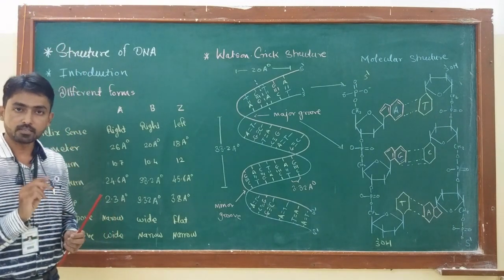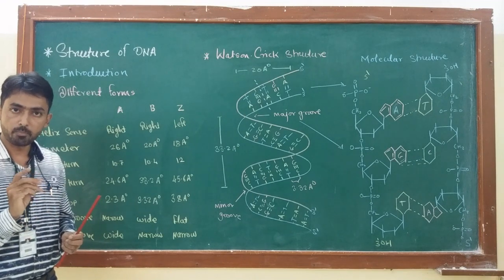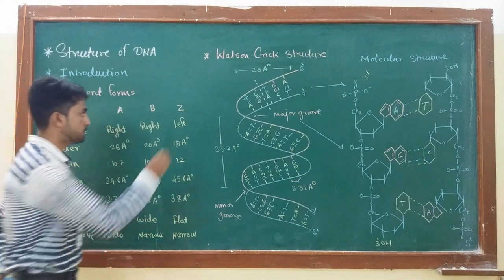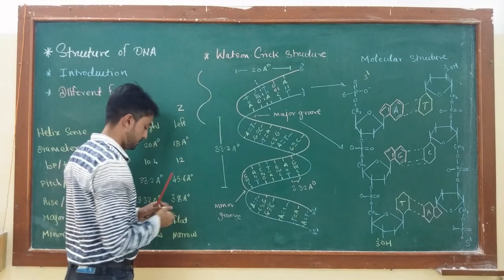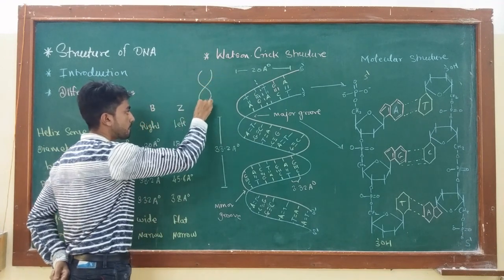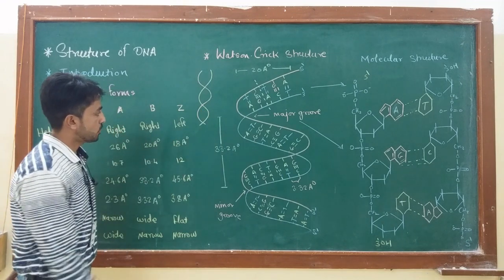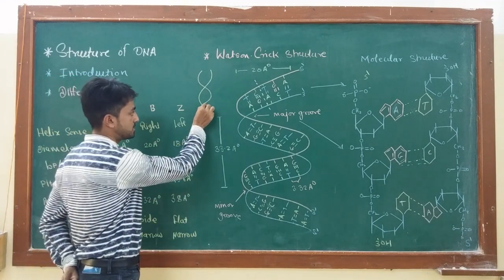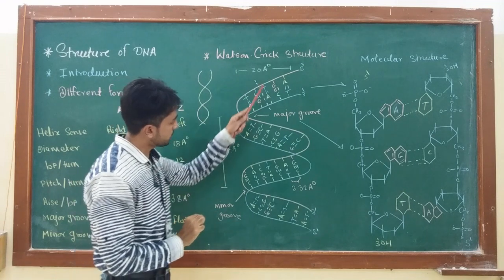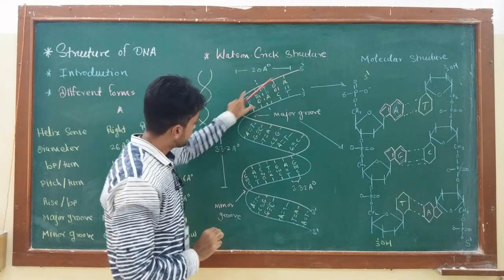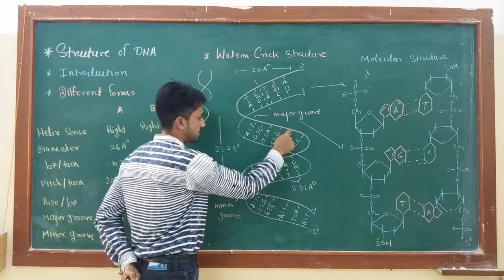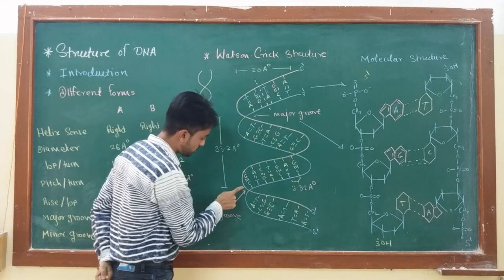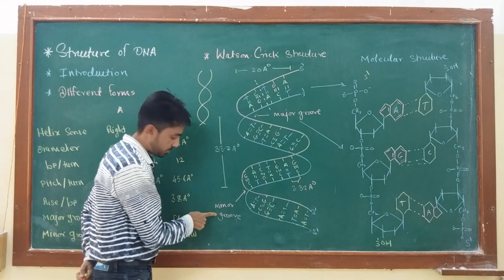Now we have to consider one thing: you have to draw the structure of DNA with parallel strands. Parallel strands are able to show the major and minor grooves. If a student draws the structure of DNA like this, in that case it is not possible to mark the major or minor groove. But if I draw the structure of DNA by drawing both the strands parallel, in that case the major groove is clearly visible, while the minor groove can also be marked.